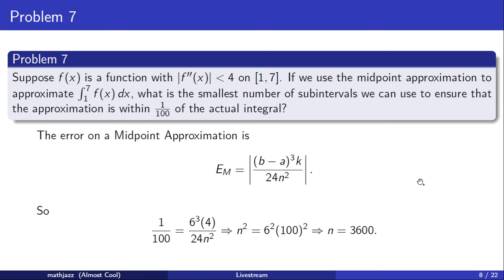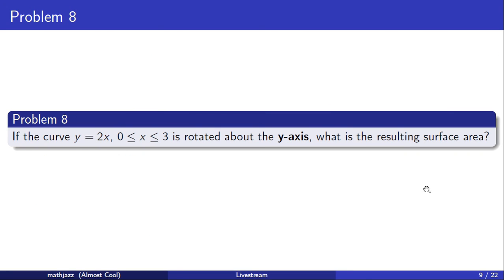Okay, so problem number 8. If we have this curve, which is a line with slope 2, passing through the origin, if it's rotated about the y-axis, what's the surface area? Again, if we're only rotating the chunk between x is 0 and x is 3.